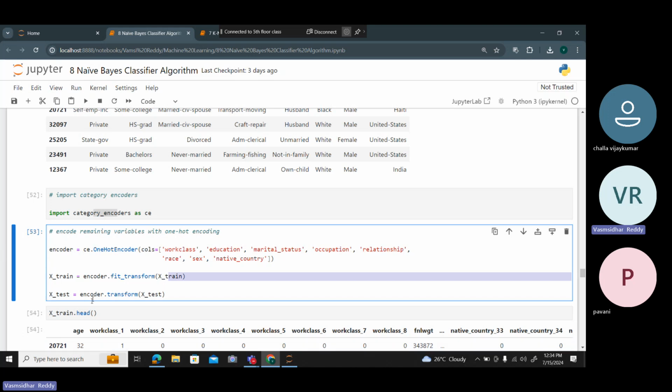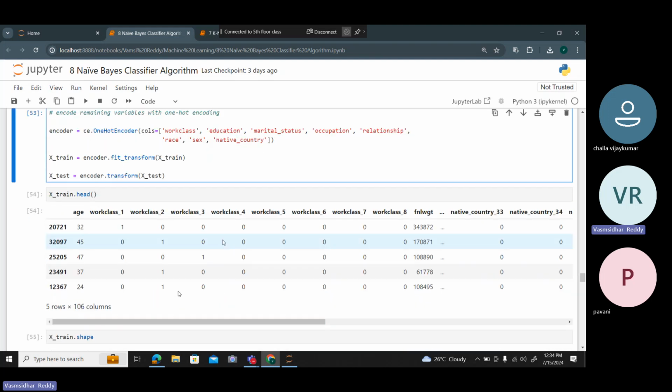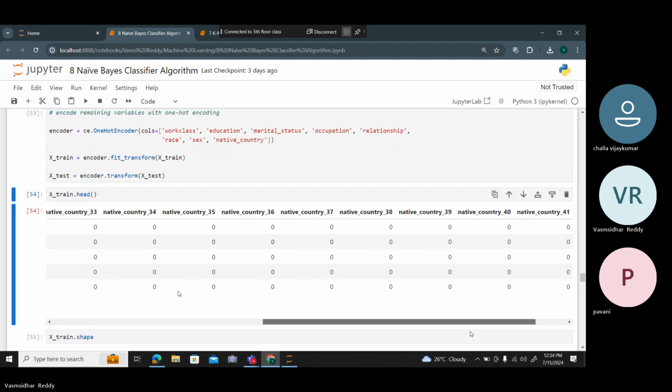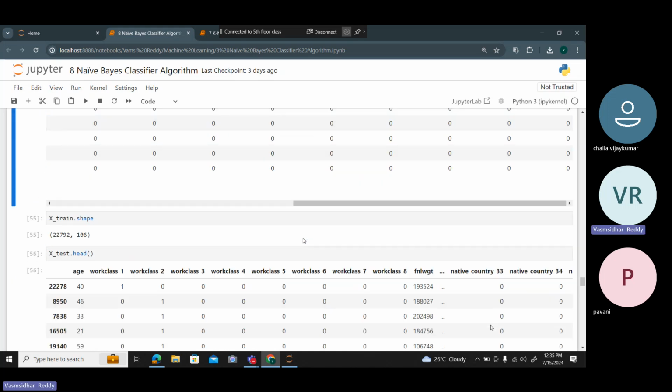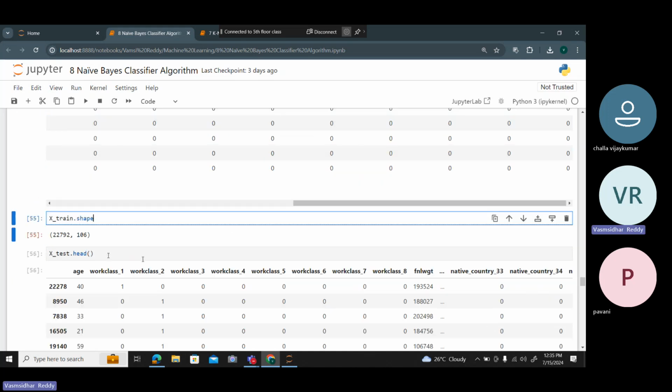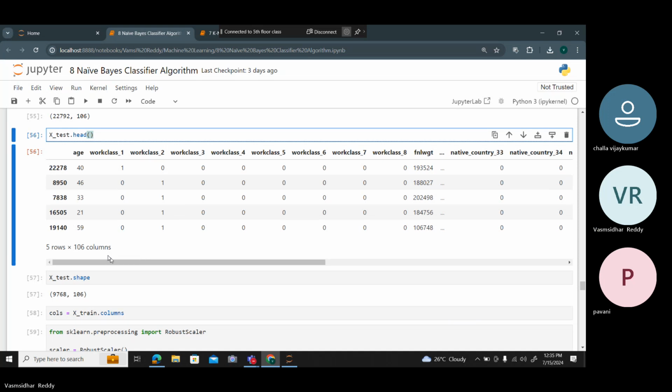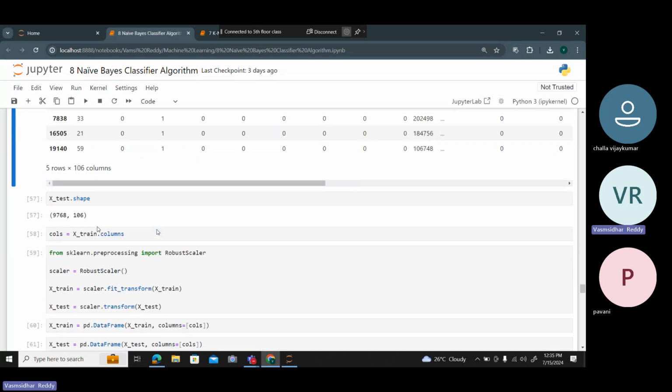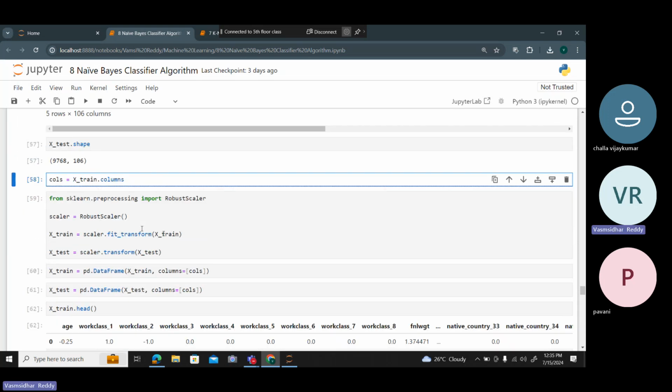X test equals fit transform. I am just doing the transform for the test data, whereas for the train data I am fitting and training the transform. So this is the mix, and the output will be considered as mix. Data is converted into zeros and ones. So this is a shape and this is a shape. Shape of this, shape of this. So expand widen columns equals to.